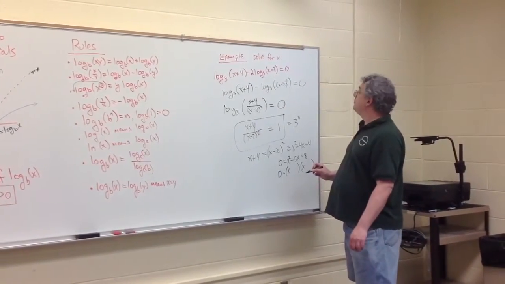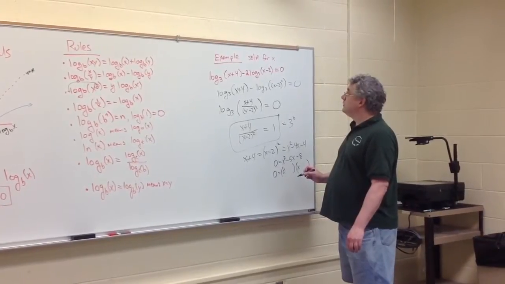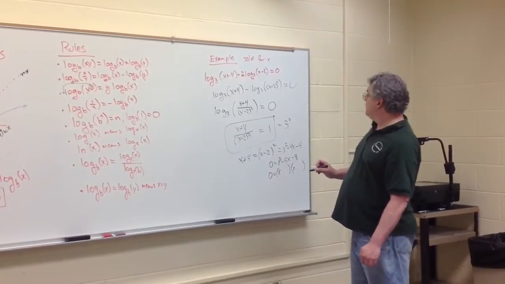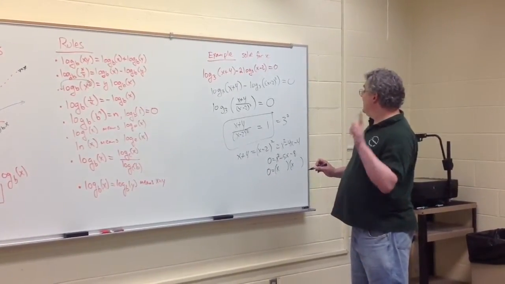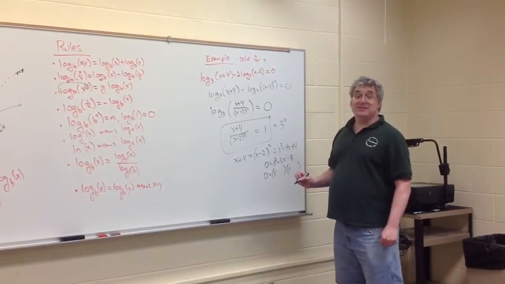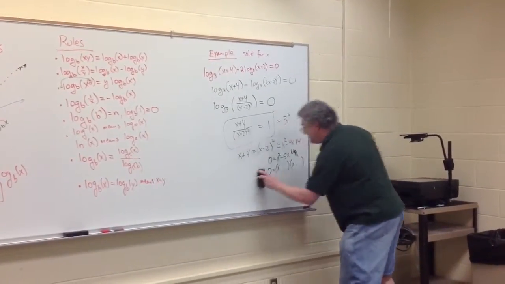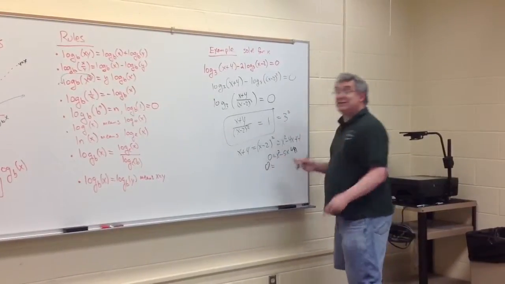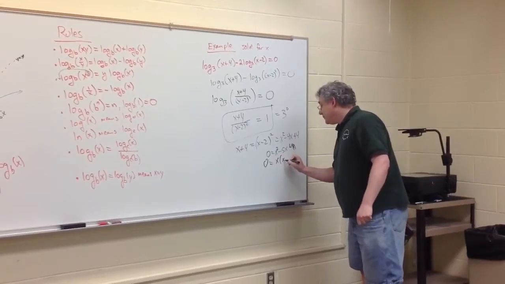Well, something's wrong. When you FOILed it out, it should be plus 4 at the end. Aha! See what happens? That's why you have a camera person, to catch those little mistakes. So this goes away. Why is that important? Because 0 equals x squared minus 5x plus 4. See, even a math instructor can make mistakes. Factoring is a tricky thing.